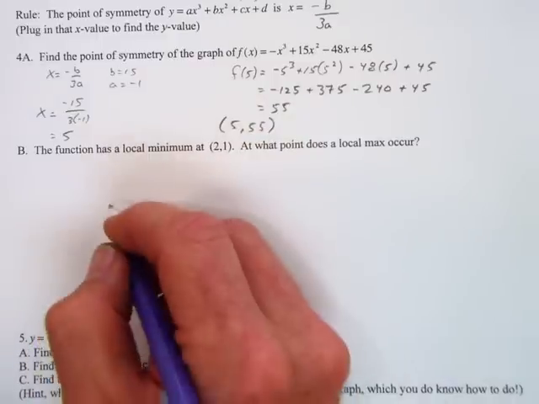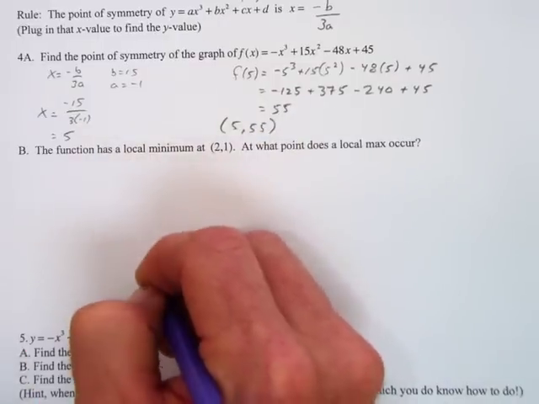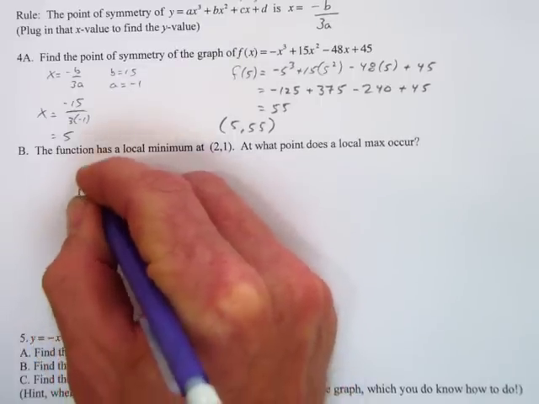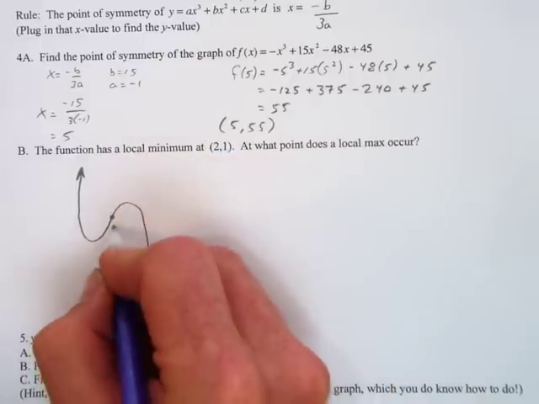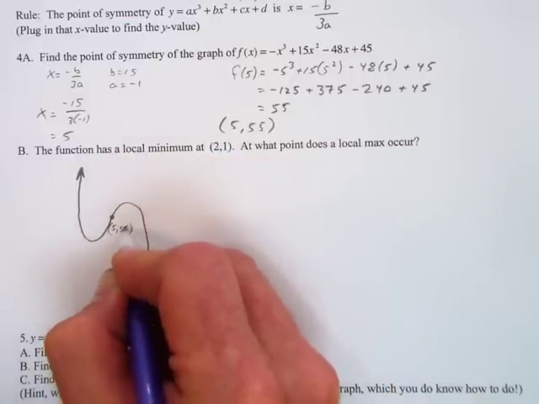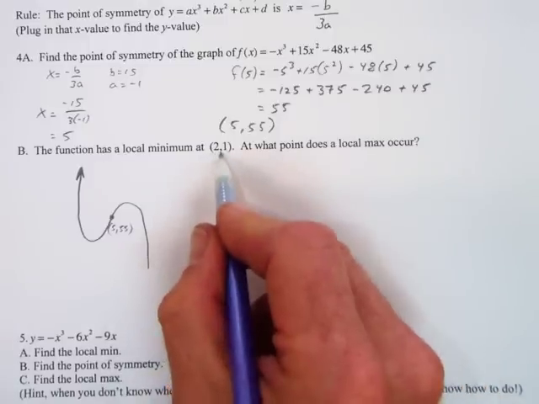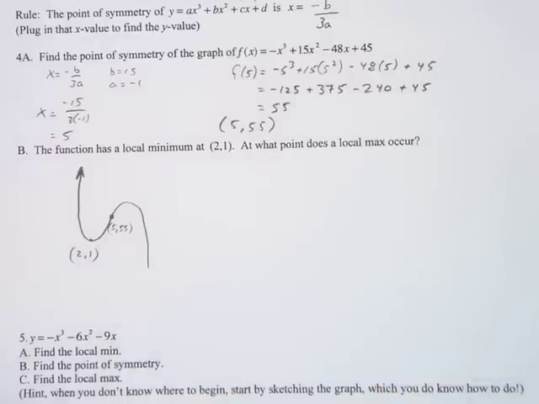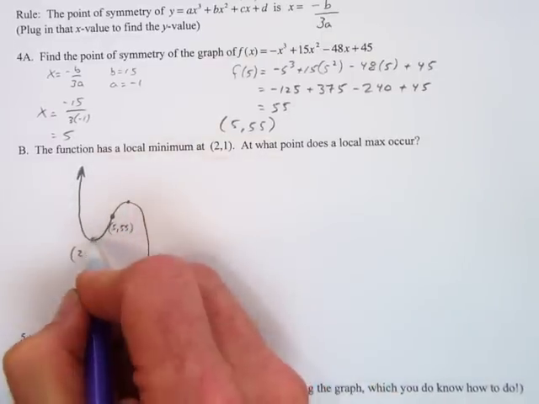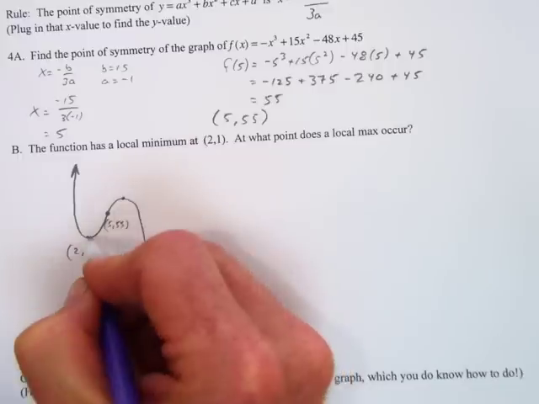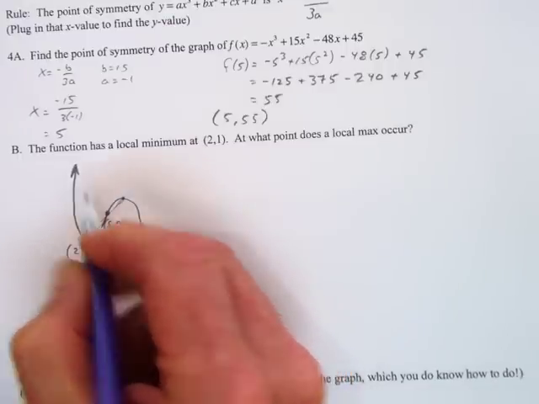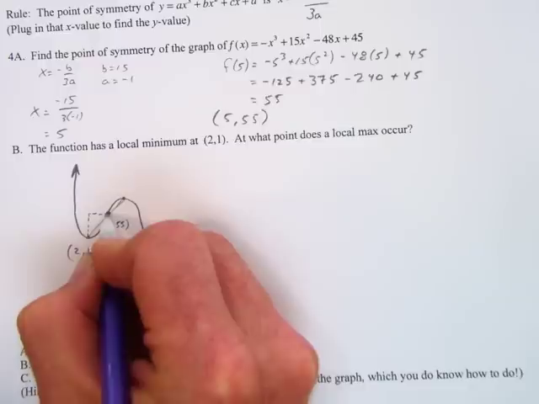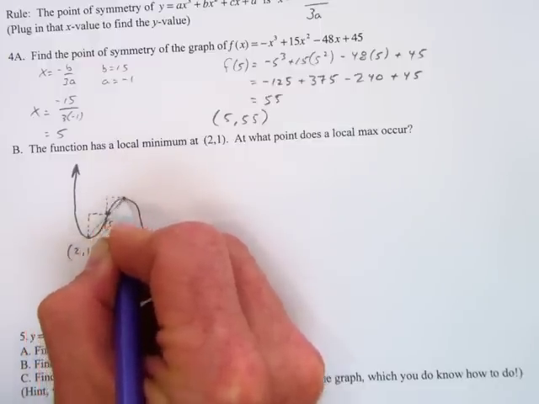Well, this is a negative cubic, and it's going to look something like this. This point of symmetry right here is (5, 55). And we're told that the minimum is (2, 1). Well, we can see that's going to be right here, (2, 1). Where is the max? Well, if this is at the midpoint of those values, one way to do it is just count how high do I have to go here and how far to the right, and then I want to do those exact same values going over.